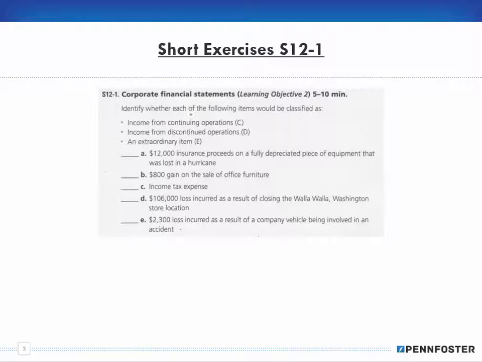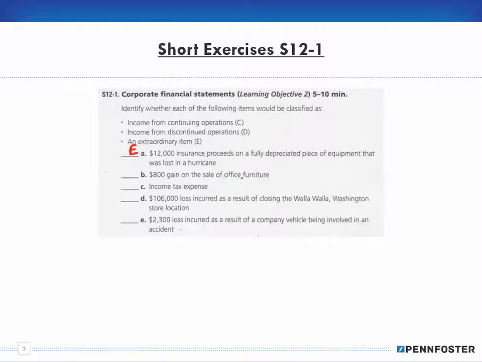So identify whether each of the following items would be caused by income from continuing operations, income from discontinued operations, or an extraordinary item. So $12,000 insurance proceeds on a fully depreciated piece of equipment that was lost in a hurricane. The loss in the hurricane is the extraordinary item. It's not about continuing or discontinuing operations.